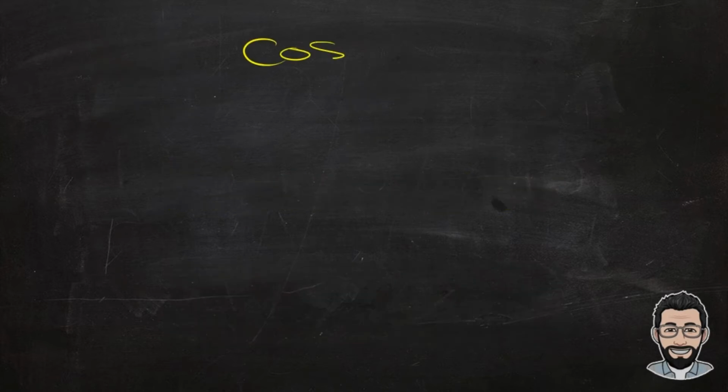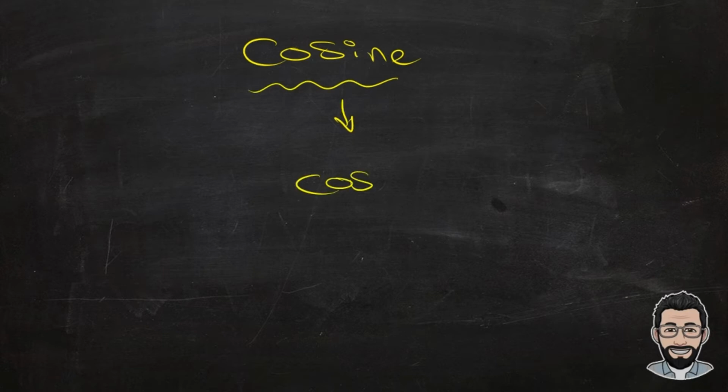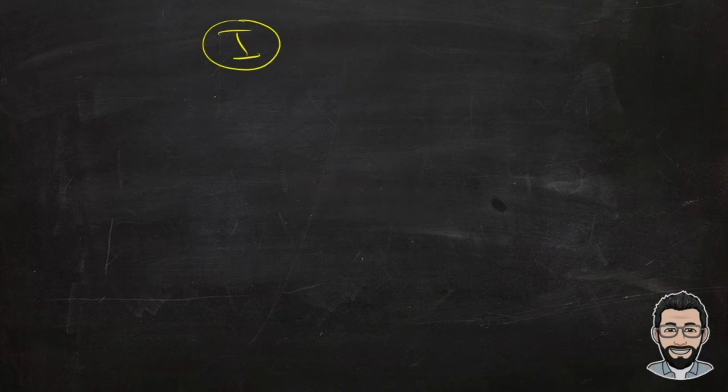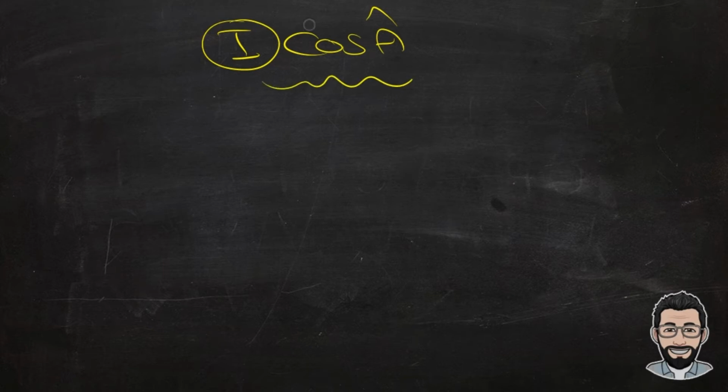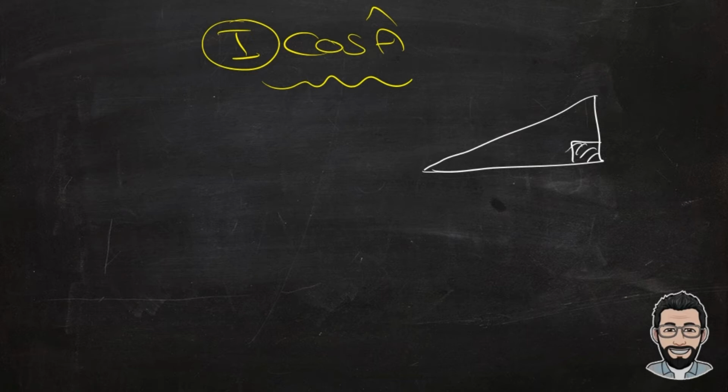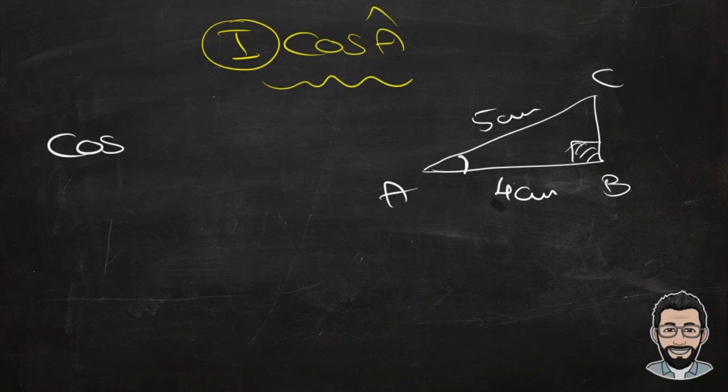Firstly, you have to know that cosine is written like this, but the abbreviation of it is like this. We say cosine of A, for example. Let's talk about the first case of cosine of A. If I have here a right angle triangle, A, B, C, and we have here 4 centimeter and here 5 centimeter, and I'm talking about angle A, I'm asking you to find cosine of A.